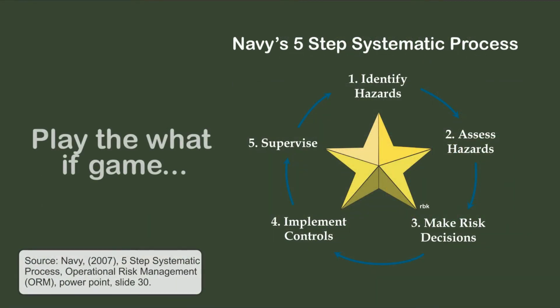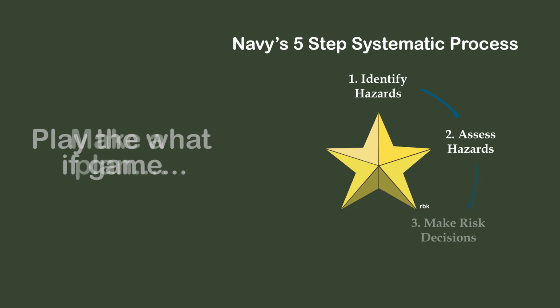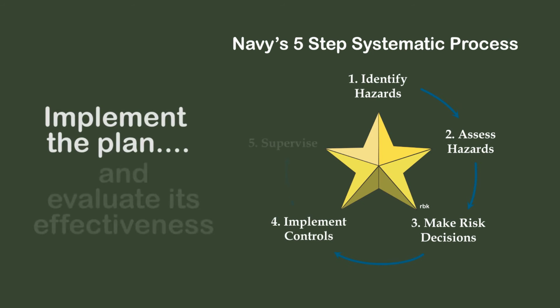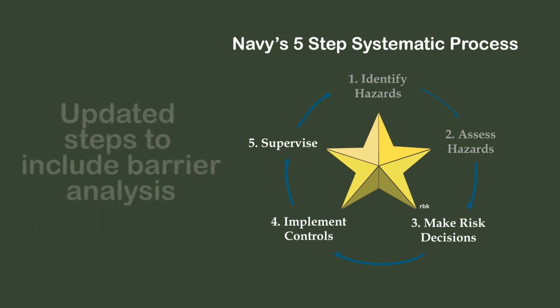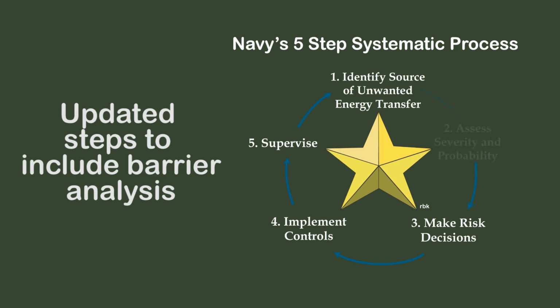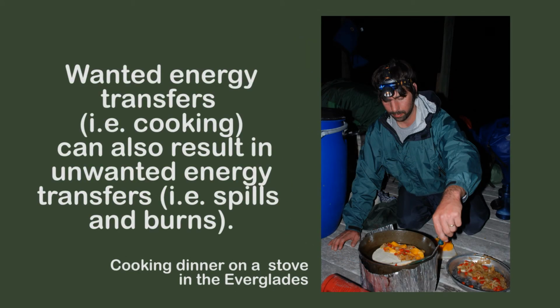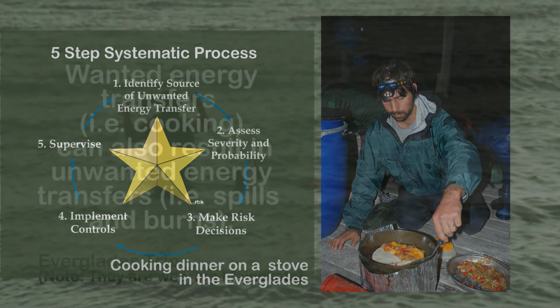The Navy suggests a 5-step systematic process where the hazards are identified and assessed in terms of their danger. A decision is made regarding what action should be taken. Controls and changes are implemented and then supervised to determine their effectiveness. And then the process begins again. Although hazards can definitely lead to injury, damage, or loss, sources of wanted energy transfers, like cooking on a stove, can also lead to unwanted energy transfers. Step 1 and 2 were updated to reflect sources of unwanted energy flows. The following example illustrates the use of ORM.